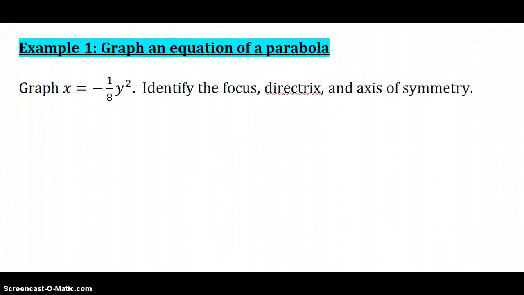So let's practice graphing one. Your first step in graphing this, and then we have to identify all these pieces, is to get this squared term by itself. So we need to solve for y squared, so I'm going to multiply by a negative 8 to solve for y squared.